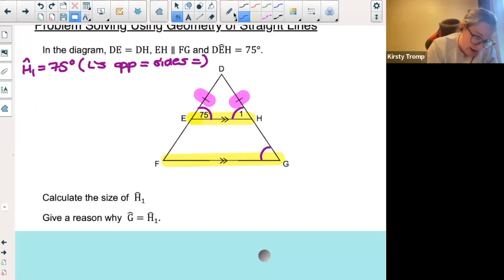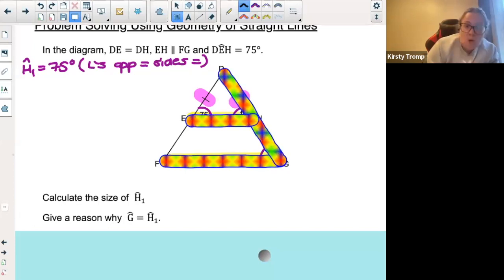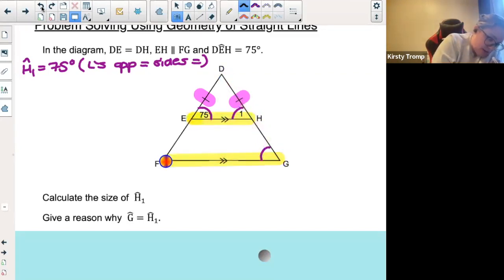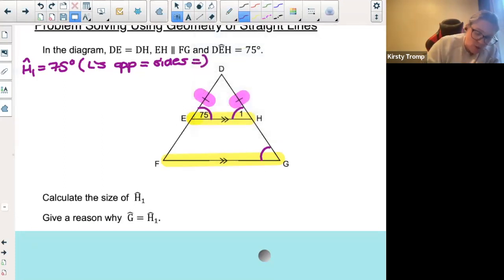So I'm going to drag out my beautiful, colorful pen again. All right, here is my parallel line. There is my parallel line. And it makes the letter F. What do we know about the letter F? Well done, people in the chat. Well done, guys. The letter F is corresponding angles. So give a reason why angle G would be equal to angle H1.